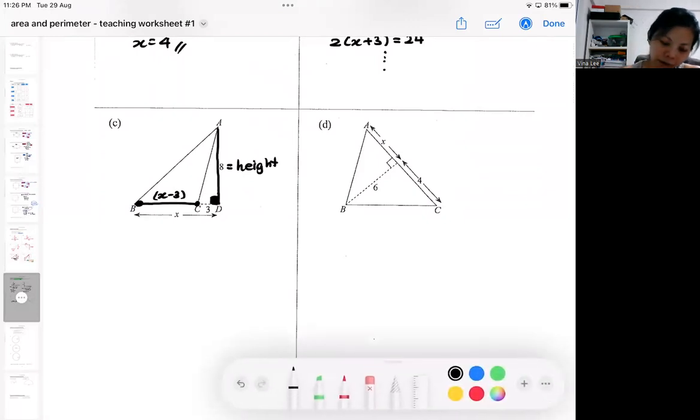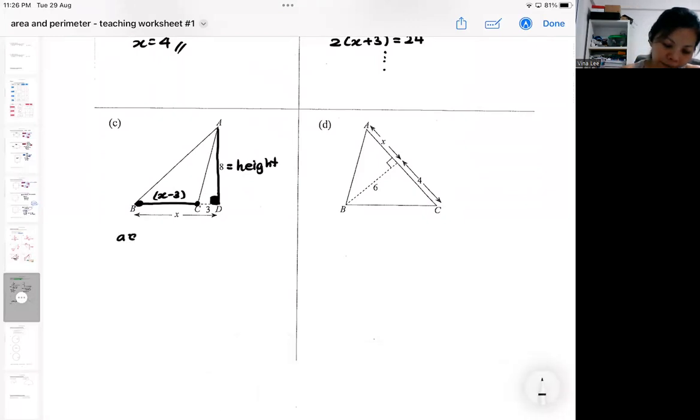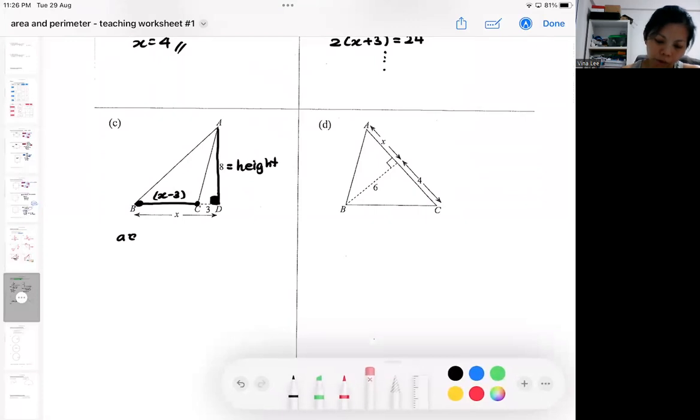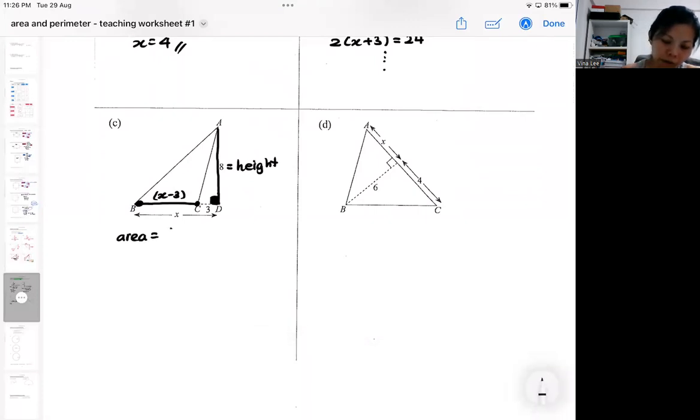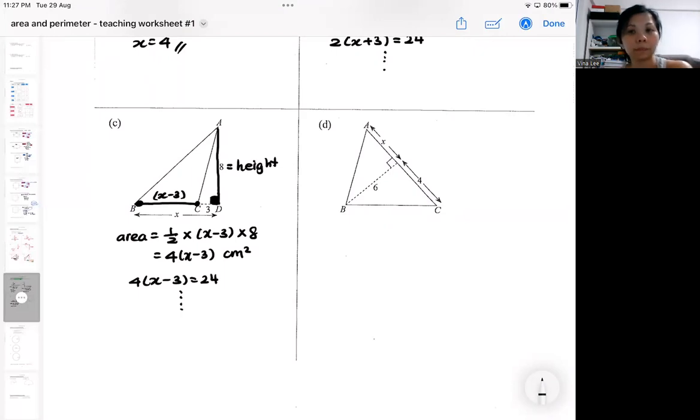From here, again, you do your label. Label, and then do half times base times height. Half and 8 will become a 4. So that is the units. Let the algebra be 24, and then you do it like a linear equation.